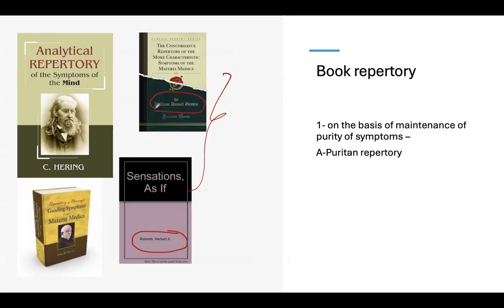Or they can ask you in the Viva also. They can ask you, tell me some example of the Puritan repertory. Then you have to write the full name. It is not enough to write just analytical repertory; you have to write the full name: Analytical Repertory of the Symptoms of the Mind by Kelvin Hearing. Okay, like this.